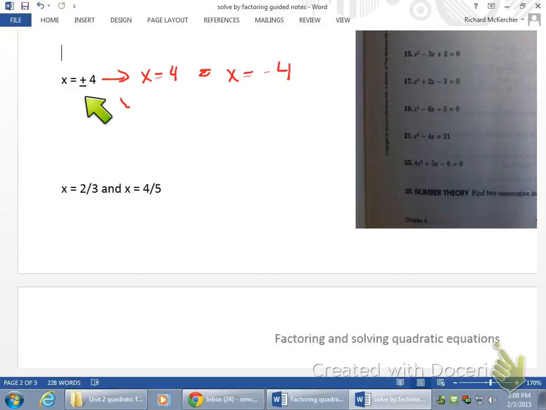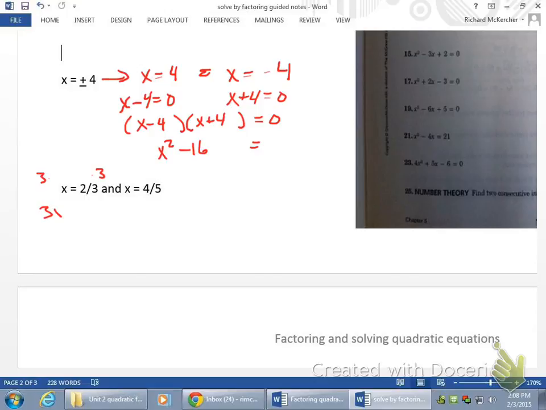First off, if you have something that says plus or minus, that really means you have two different equations here. So I'm going to set them up equal and work them backwards. Alright, so you can see I ended up with x squared minus 16 equals 0. Should be a 0 right here.